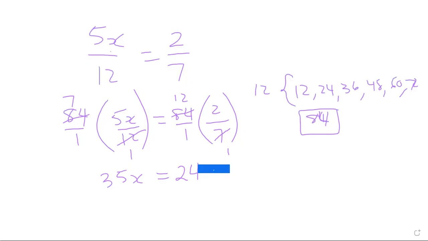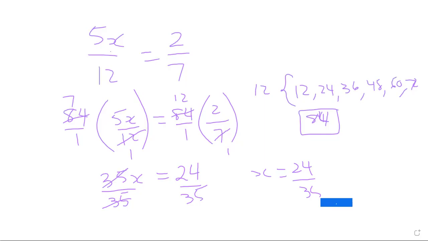And then I'm trying to solve for x. So x wants to be lonely. So I'm going to help x to be lonely. You divide both sides by 35. So x equals 24 over 35. And that's it.